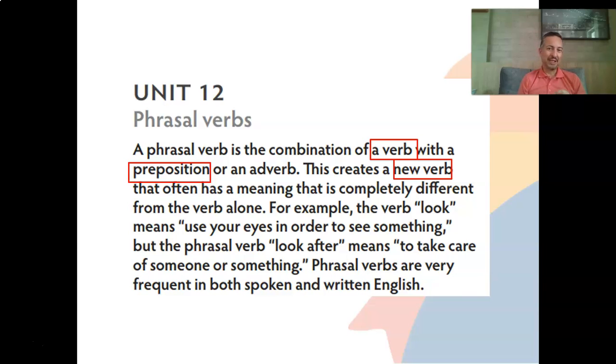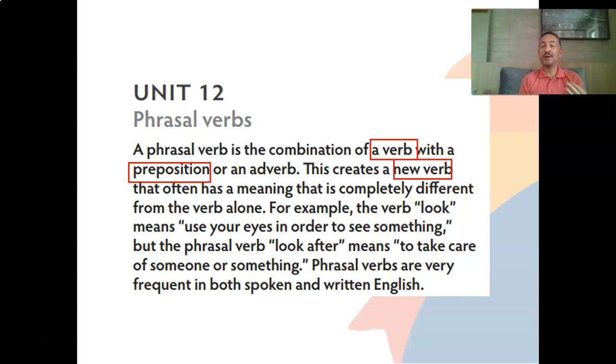For example, if you look at the verb look, look is to use your eyes in order to see something. But if we combine look and the preposition after, look after, it means something completely different, which means to take care of someone or something. For example, you should look after your baby. You should take care, you should watch your baby.